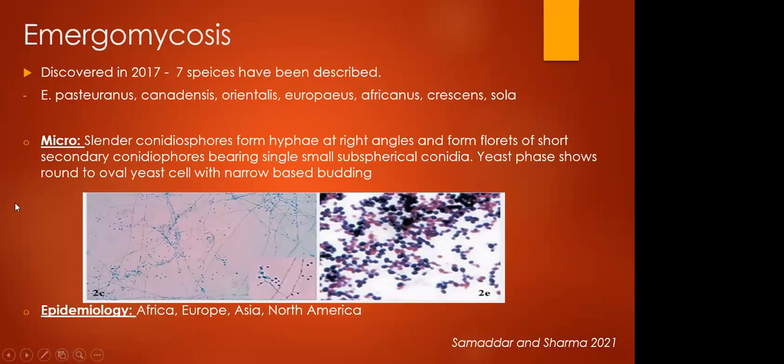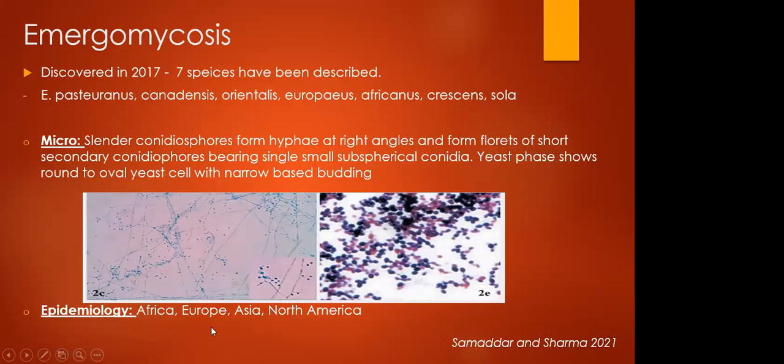The microbiology here, very briefly: these are slender conidiophores. If you look at this highlighted version of the hyphal forms, you have the slender conidiophores that form hyphae at right angles, and they form florets of short secondary conidiophores that bear single small subspherical conidia. And the yeast phase shows round to oval yeast cells with narrow-based budding.